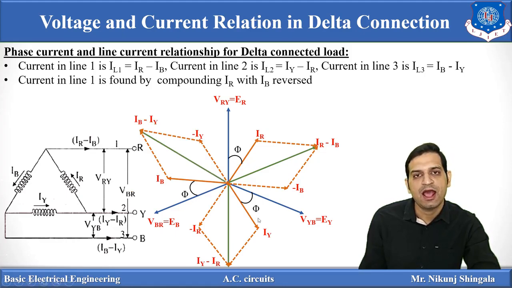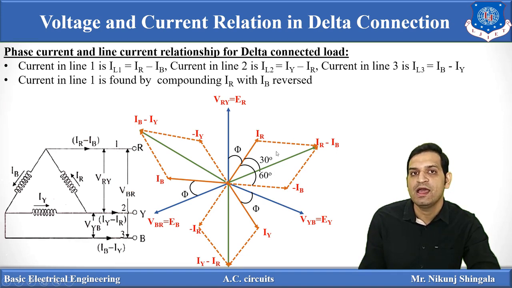Now here IR and IY are displaced by 120 degrees as discussed, and IB reverse will bisect IR and IY. So the angle between IR and minus IB will be 60 degrees and this diagonal will bisect IR and minus IB. So the angle between this side and the diagonal will be 30 degrees. So this angle will be 60 degrees and this angle will be 30 degrees.